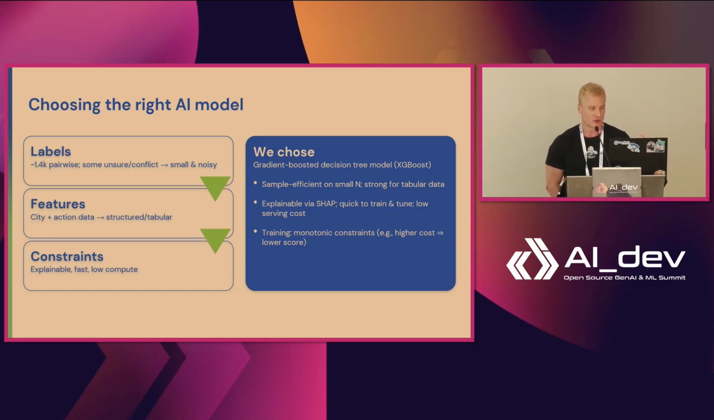And also they have monotonic constraints, which is not unique to XGBoost, but a monotonic constraint basically is a way to tell a model, and because we are comparing two actions, it tells the model that if, for example, action A has higher costs than action B, action A is strictly worse than action B, which, if you compare two actions, makes sense. So this is the model that we chose.